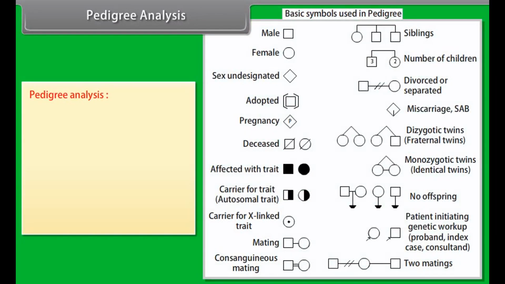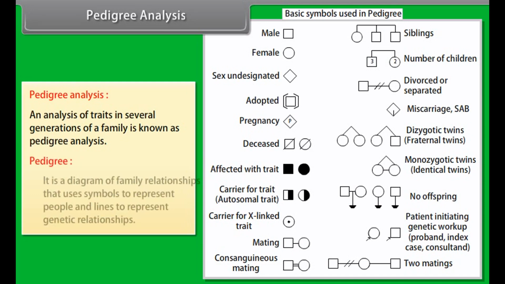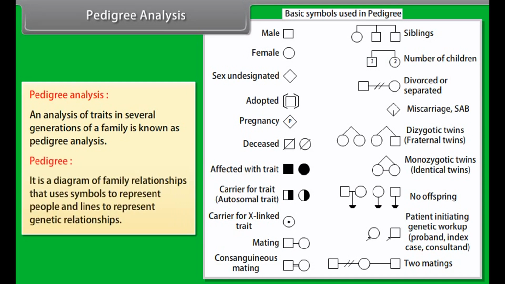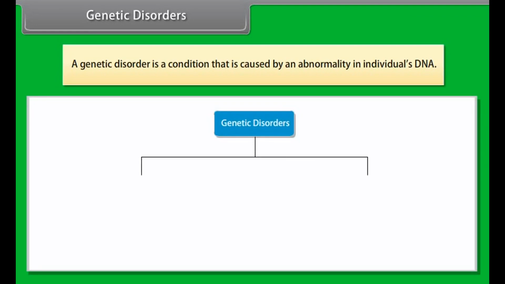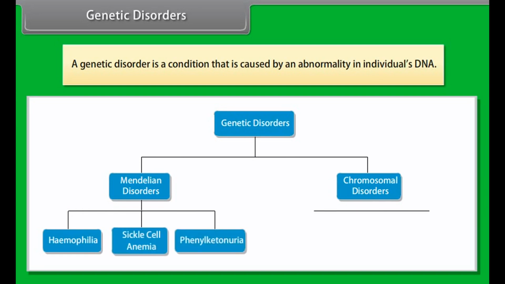Pedigree analysis. An analysis of traits in several generations of a family is known as pedigree analysis. Pedigree. It is a diagram of family relationships that uses symbols to represent people and lines to represent genetic relationships. Genetic disorders. A genetic disorder is a condition that is caused by an abnormality in an individual's DNA.